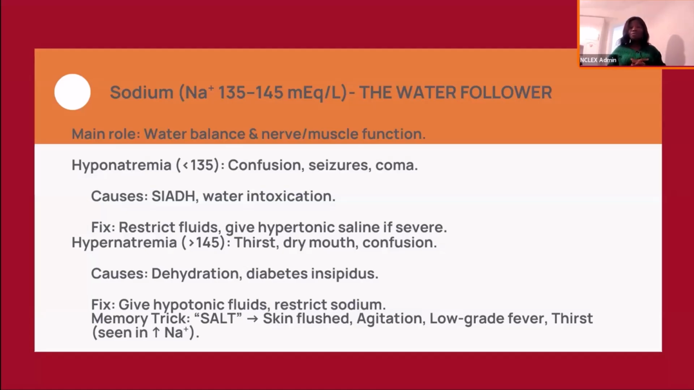Okay, so how will we fix it? We have too much sodium, so we have to give hypotonic fluids and then restrict sodium. We can't add on sodium. So it's about understanding so that you can think through and be able to get the right answer. So remember this, that for dehydration, clients can come in with poor skin turgor, there's agitation, there's low-grade fever, and then thirst. We see all of this when clients have hypernatremia.